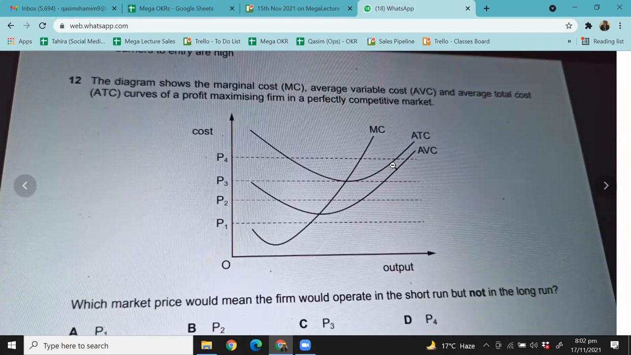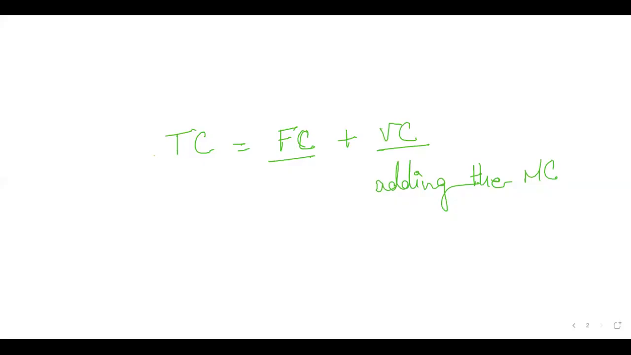Okay, think about this. Let me explain. Arbab and Nisha, have a look at this. In the short run, the objective of the firm is just to cover its variable cost, right? So the firm is just there to cover its variable cost, right?